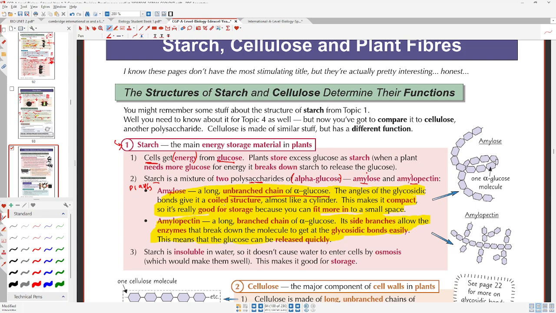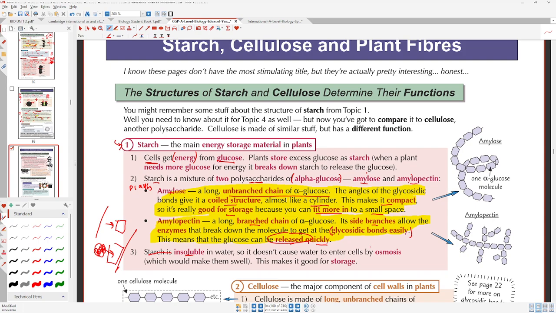The angles make a coil structure, almost like a cylinder. This makes it more compact, good for storage. You can fit more into a small space. If you had a long chain and a small box, you wouldn't be able to fit that in. But if you had the long chain curled up, guess what? You can fit that in, and not this. Okay? Amylopectin is a long chained branch of alpha glucose, and it has side branches which allow it to break down more easily, and so energy is released more quickly. That's the main point.